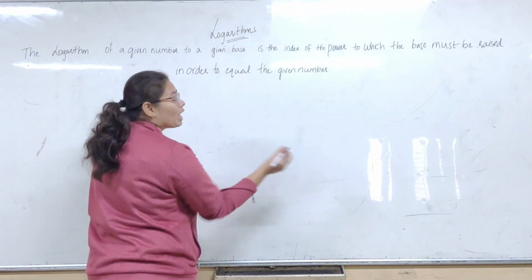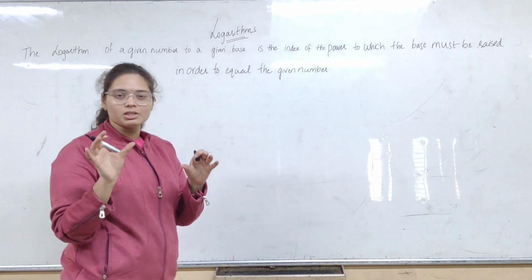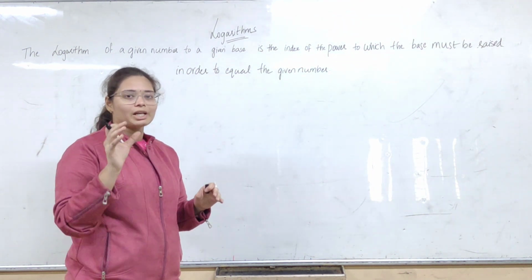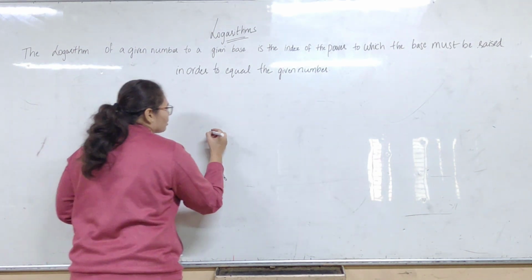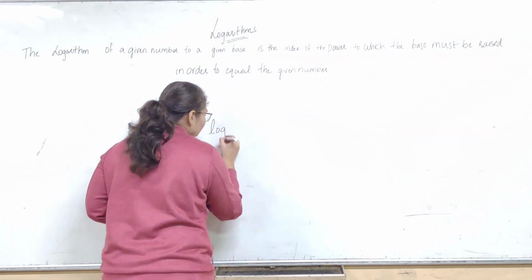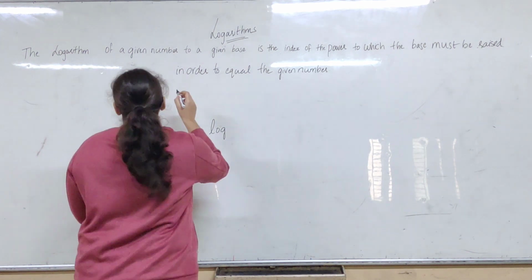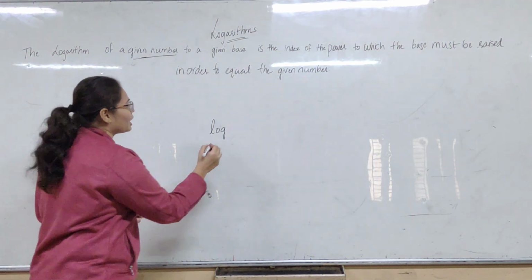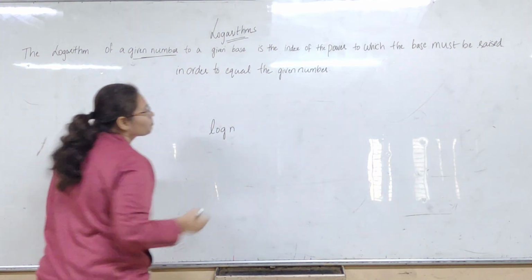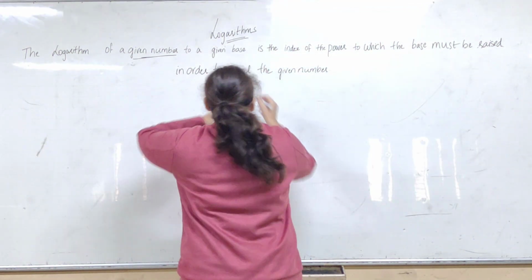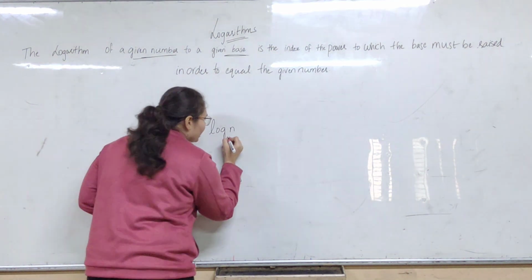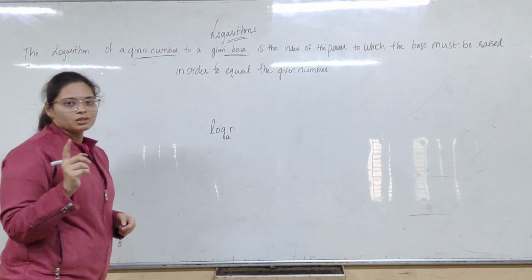So, first let's see how logarithm is represented. Then let's see the definition, which you can understand easily. It is represented by log. It is given a number, and that number is written here, and it is also given a base. Base always will be down, so here we will be writing the base.